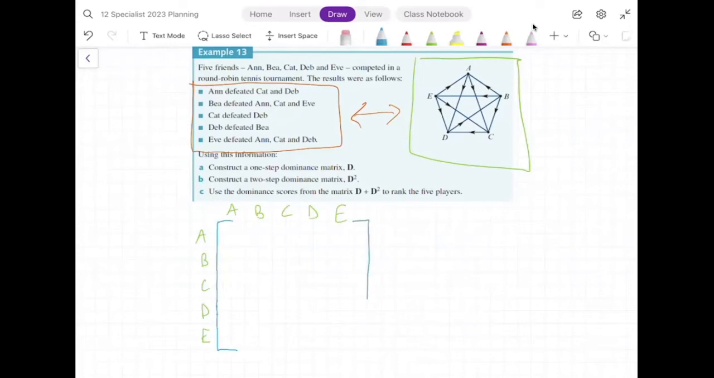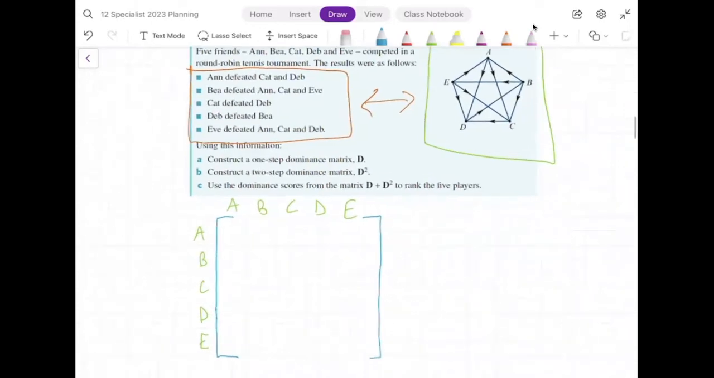Okay, so I essentially want to put 1s and 0s inside my matrix, where a 0 is a loss or they never played. So 0 is either a loss or they didn't play, and a 1 would represent a win. So Anne defeated both Kat and Deb, so I'd give this a 1 and this a 1 here. I don't know if Anne played B or Eve yet, or who won in those particular games. I do know that Anne can't play Anne, so this is definitely going to be a 0 inside here.